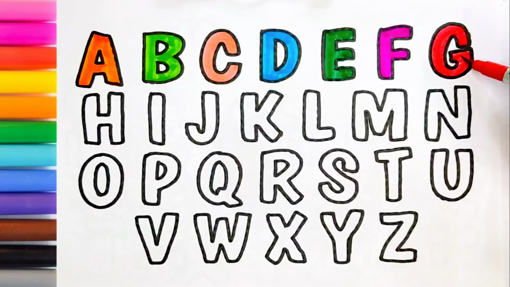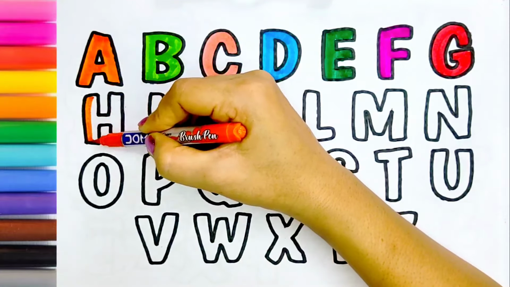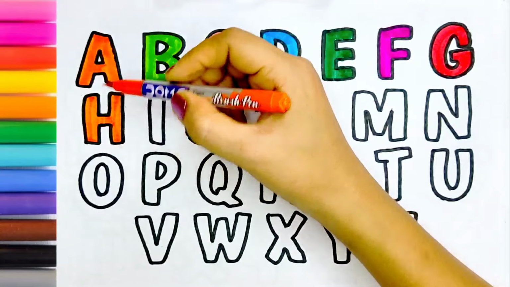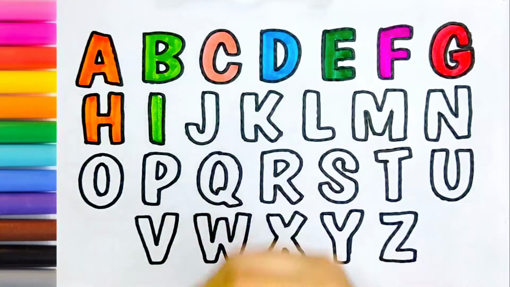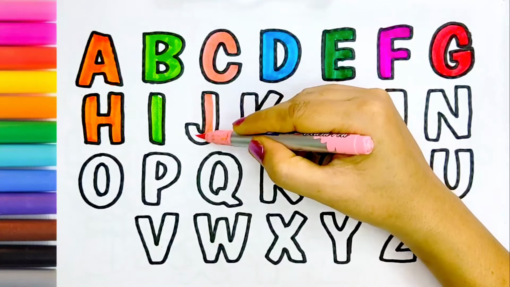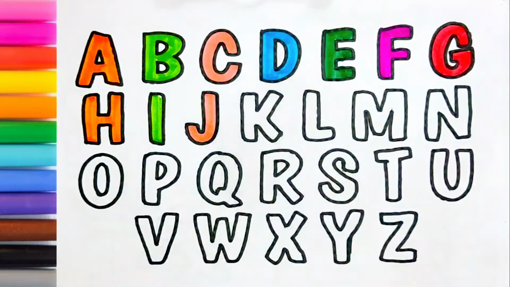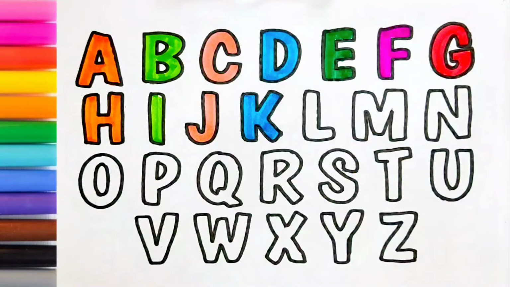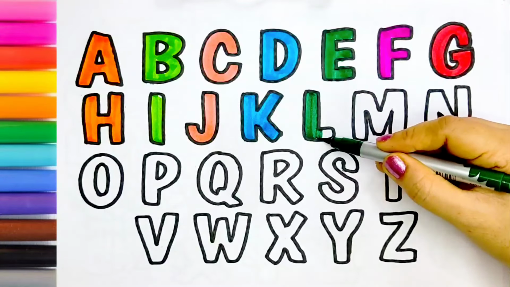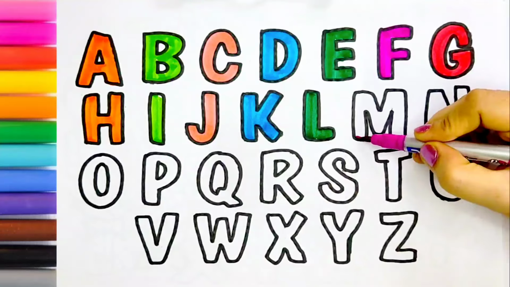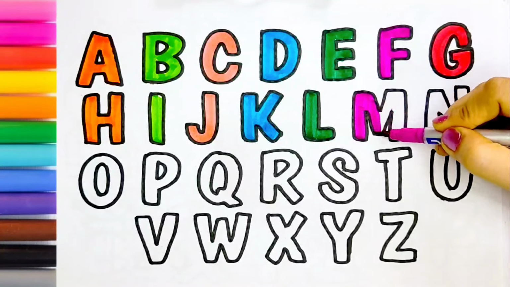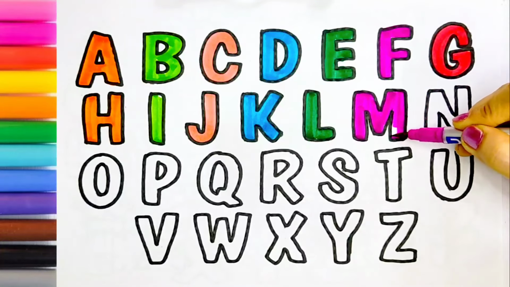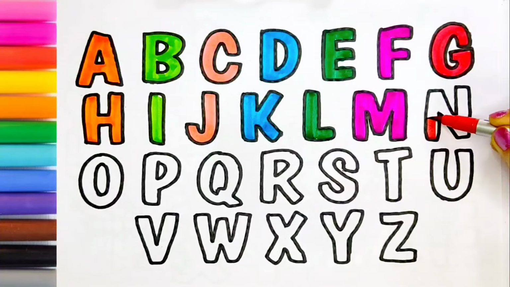G for goat. Orange color. H for hen. Light green color. I for ice cream. Peach pink color. J for joker. Sky blue color. K for kite. Dark green color. L for lion. Pink color. M for mango. Red color. N for nose. Orange color.